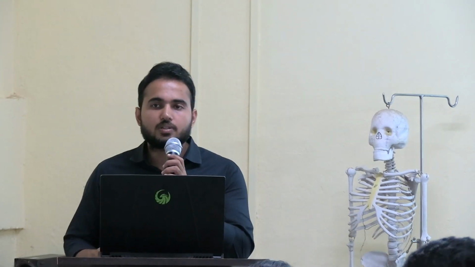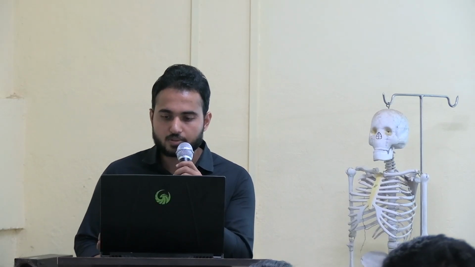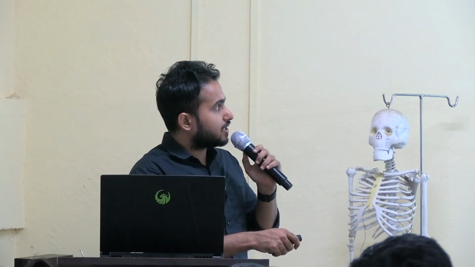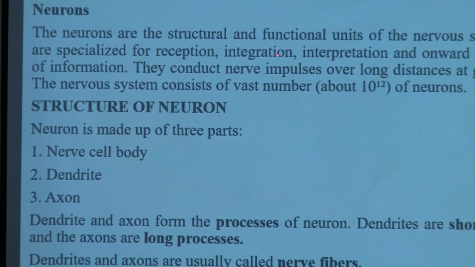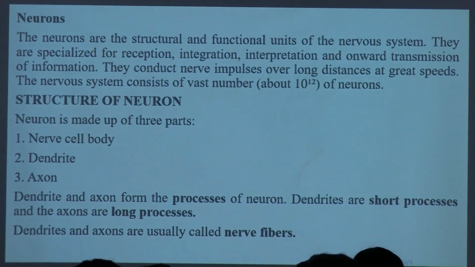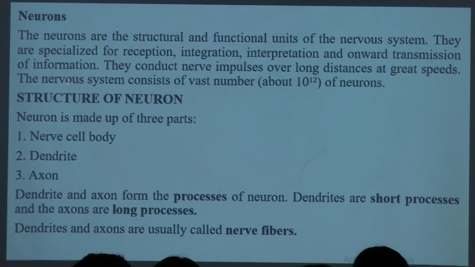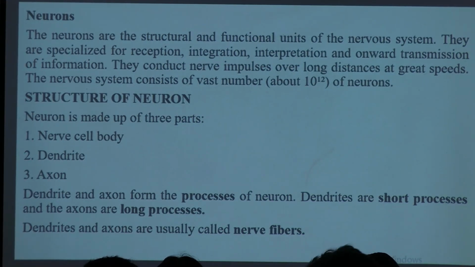Now we have to discuss the structure of the neurons. So neurons are the structural and functional unit of the nervous system. Okay, so you know the main function, that is the reception, integration, interpretation, and outward transmission of the information. First it will receive, then it will integrate, then it will interpret, and then it will transmit the information. Next, they conduct nerve impulses over long distances at great speed. And in the nervous system, a vast number of neurons are present, approximately 10 to the power 12 neurons in our nervous system.